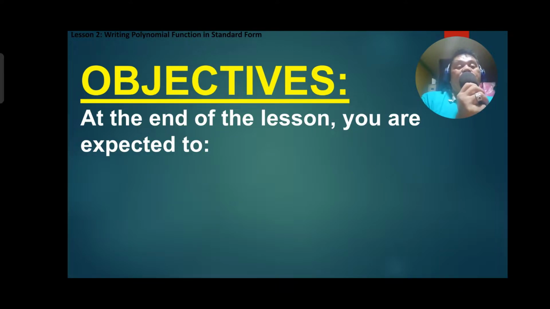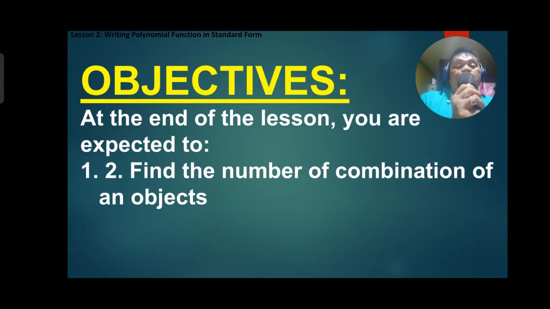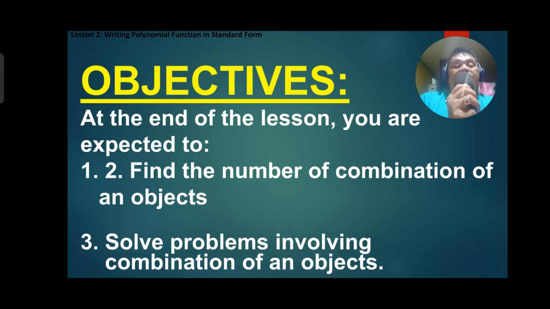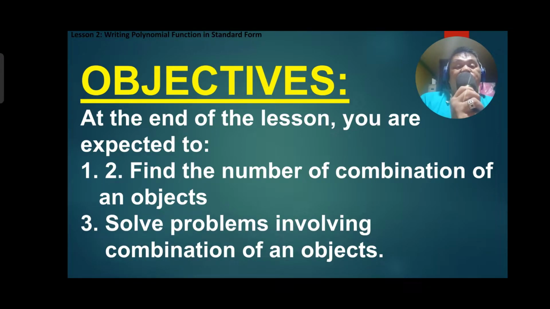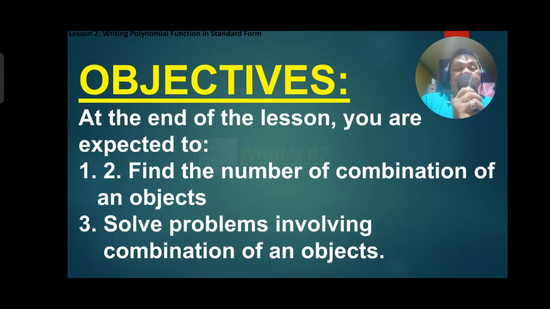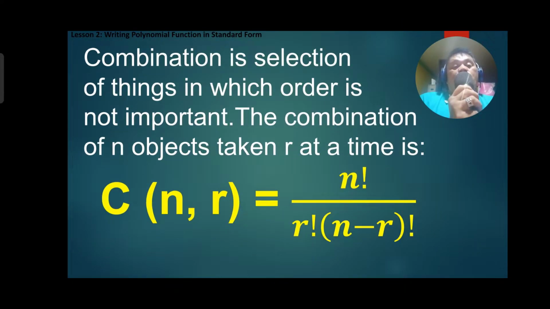Objectives. At the end of the lesson, you are expected to, number 1, find the number of combinations of an object, and number 2, solve problems involving combination of an object. Combination is a selection of things in which order is not important. The combination of n objects taken r at a time is equal to n factorial over r factorial times n minus r factorial.